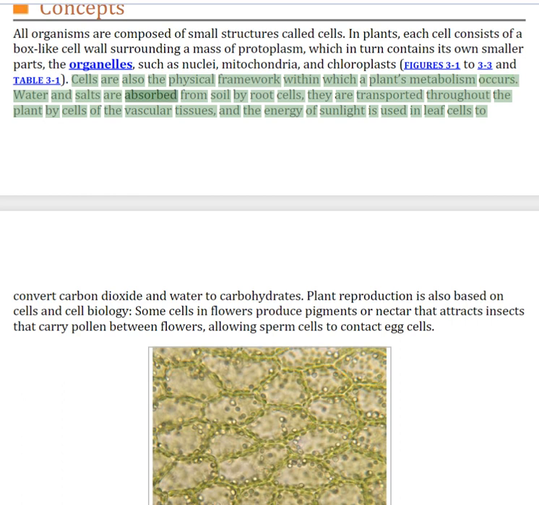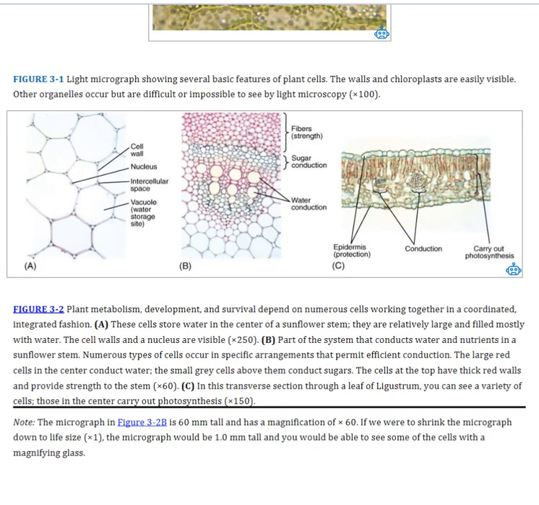Water and salts are absorbed from soil by root cells, they are transported throughout the plant by cells of the vascular tissues, and the energy of sunlight is used in leaf cells to convert carbon dioxide and water to carbohydrates. Plant reproduction is also based on cells and cell biology. Some cells in flowers produce pigments or nectar that attract insects that carry pollen between flowers, allowing sperm cells to contact egg cells. Figure 3.1: a light micrograph showing several basic features of plant cells.